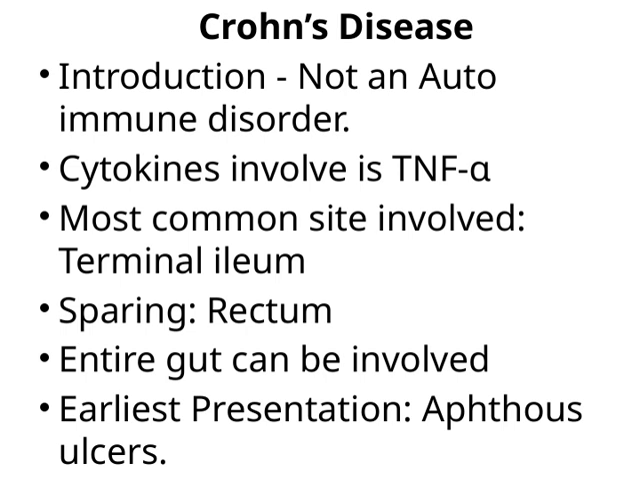However, it's also important to remember that Crohn's can involve the entire gut, from mouth to anus, making its presentation quite variable. And one of the earliest signs we see in patients is the appearance of aphthous ulcers, those small, shallow sores that often serve as an initial clue to the disease. Understanding these key points helps us better recognize and manage Crohn's disease, especially considering its variable presentation and the role of cytokines like TNF-alpha in its pathology.